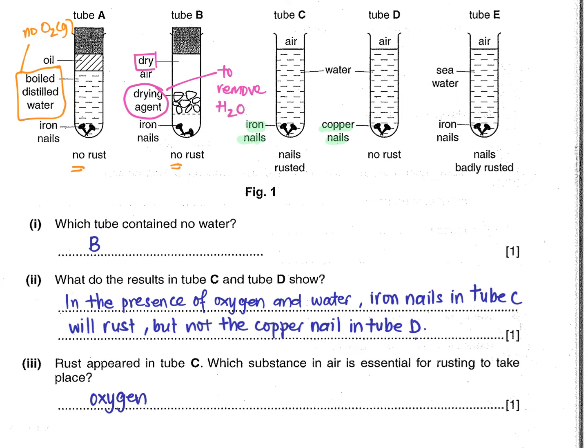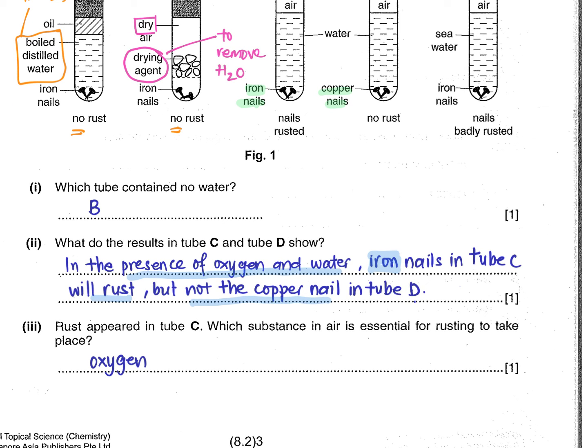So this is how you draw the conclusion. Bring in the factors involved, which are oxygen and water, like what I mentioned earlier. Then talk about the rusting that takes place for the iron nail, but not for the copper nail. So if I replace it with any other metal, rusting will not take place. Only iron will rust. Okay, then part 3, no issue. Everybody knows there is oxygen, so it's quite clear cut.